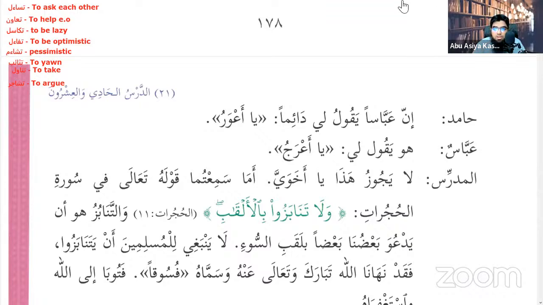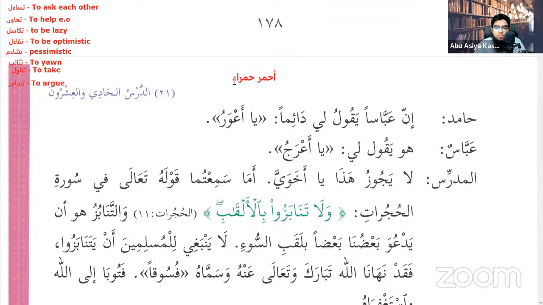And this is the pattern called colors and defects, no? It has a similar pattern, colors and defects. Like Ahmar. Yeah, Ahmar is red, right? So the feminine of this is Hamra'u. Hamra'u. So Af'al, Fa'la'u. You told us. Yeah, now Af'al and Fa'la'u.